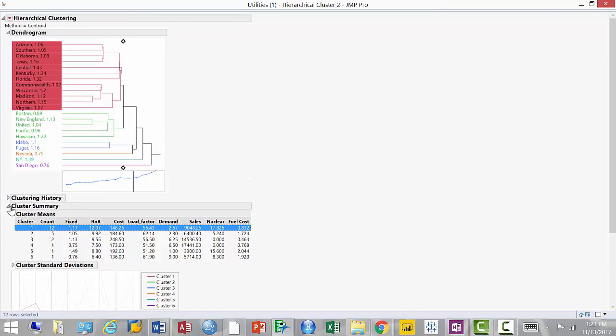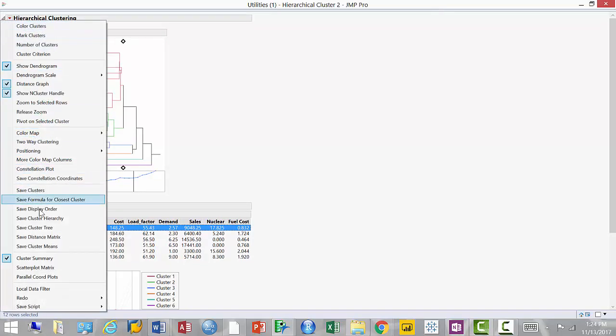Okay, cluster summary. Which one did we look at? Parallel coordinate plot, this one. That's not quite what I'm looking for, to be honest. I was looking for, let's see, Dendrogram? No.